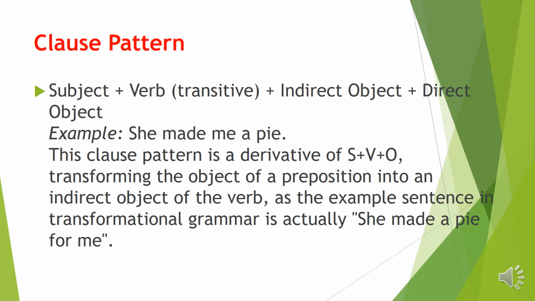Example: "She made me a pie." Our subject here is "she." Our verb, which is transitive, is "made." It shows an action. Our indirect object is "me," and "a pie" is the direct object. This pattern is a derivative of subject plus verb plus object, which is S plus V plus O. Remember, my dear viewers, when you see subject plus verb plus object, this is what you call the pattern. That means you have to create your own subject, your own verb, and your own object.